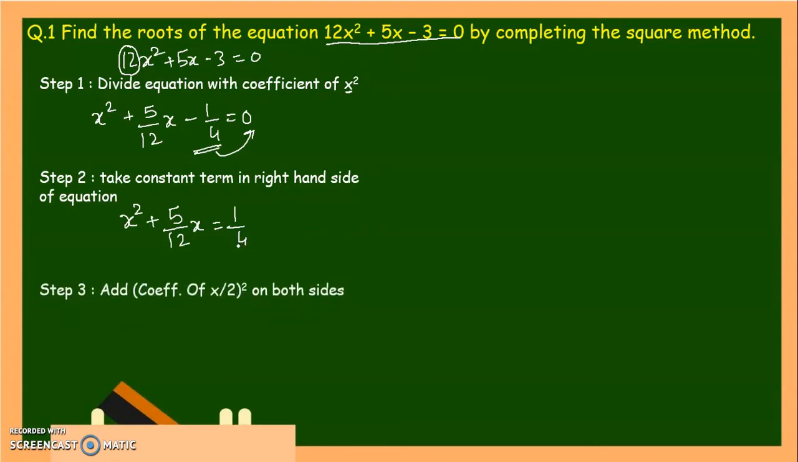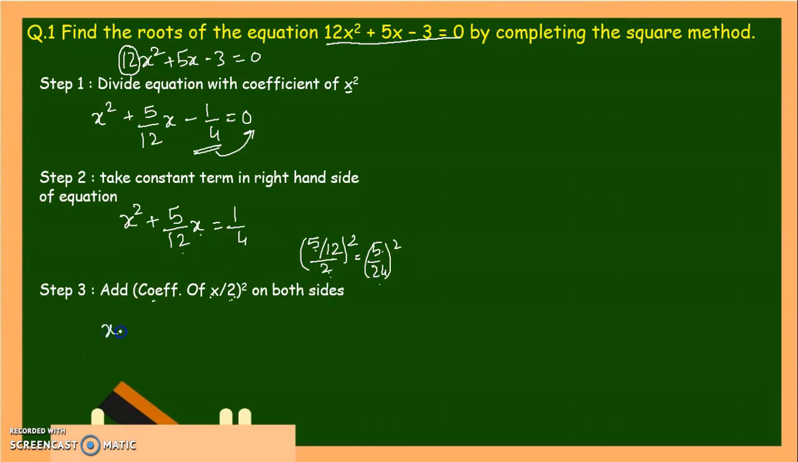Now the third step, a very important step: add the square of the coefficient of x divided by 2 on both sides. For this equation, the coefficient of x is 5/12, and divided by 2, this becomes 5/24, since 12 multiplied by 2 is 24. So we will add (5/24)² on both sides.